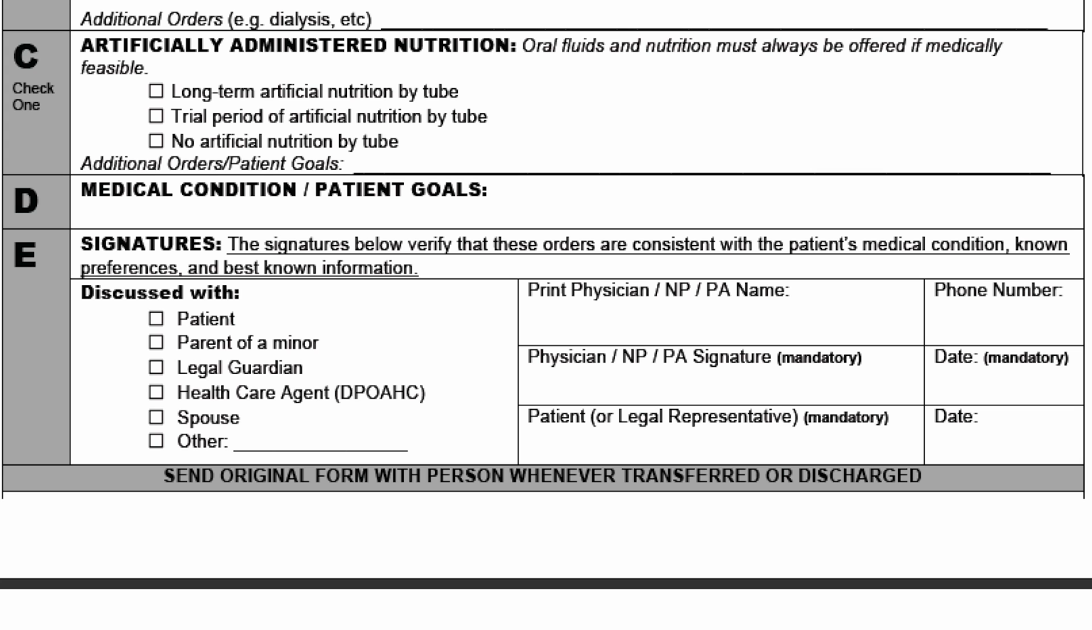And then the form ends on the first page with box E, and these are where we put in the signatures. And again, it's very important to note that the form is signed not only by the provider, but by the patient or the patient representative, showing that there was a conversation had, that the family, the patient, all are aware of the decisions that were made and that they're on board with that.